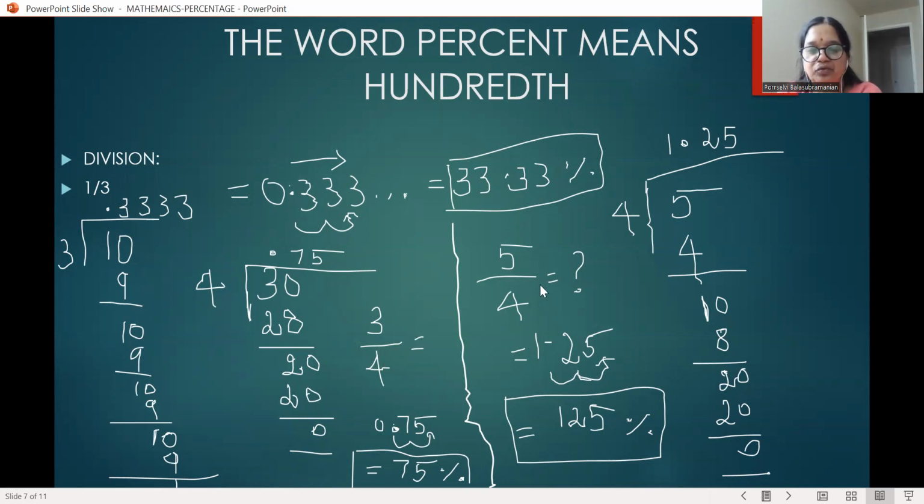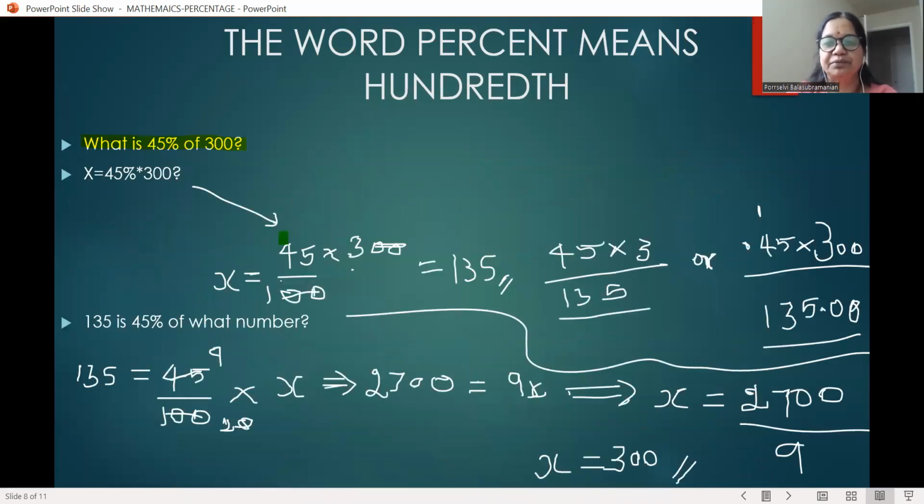Next, 5 by 4. When you divide 5 by 4, we get 1.25. After you move the decimal point two places towards the right-hand side, you will get 125 percent. Okay, so for 125 percent, you have to put the percentage symbol. Then only we know this value is indicating a percentage.